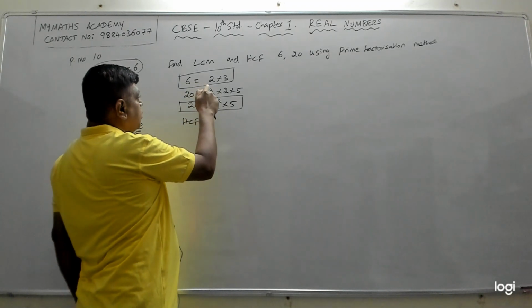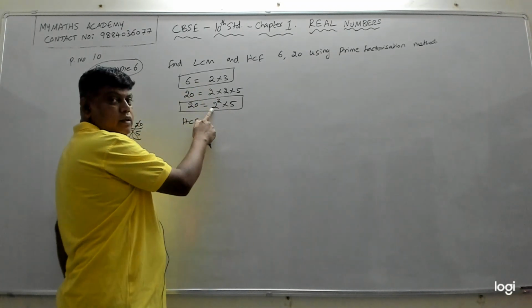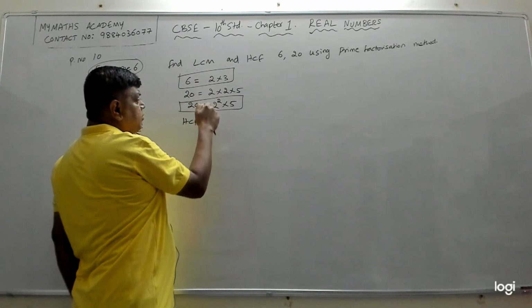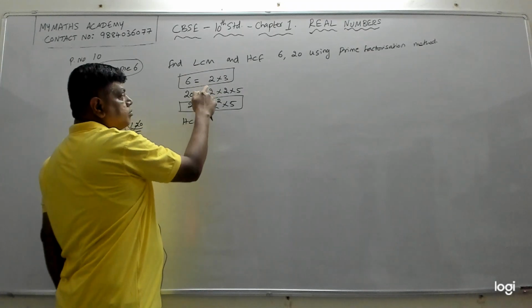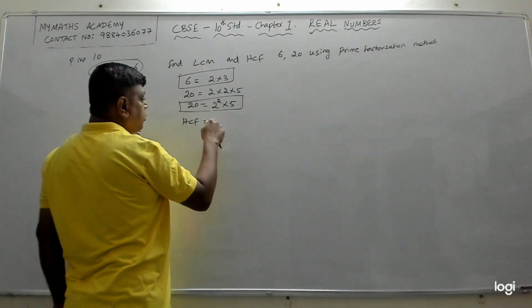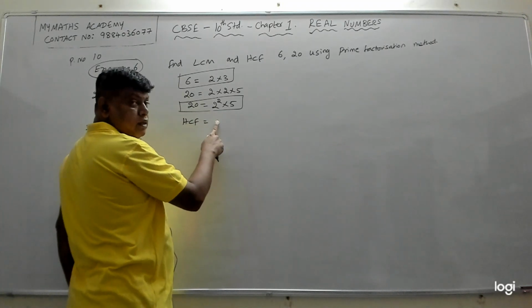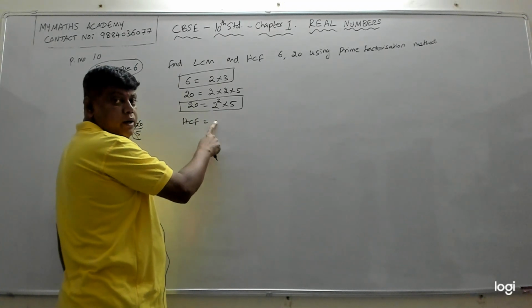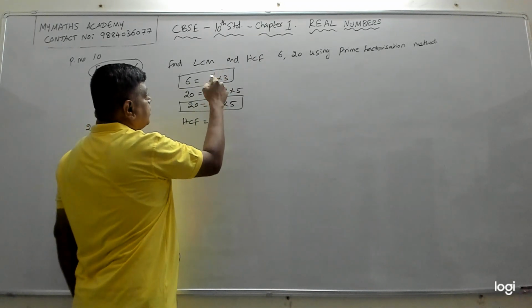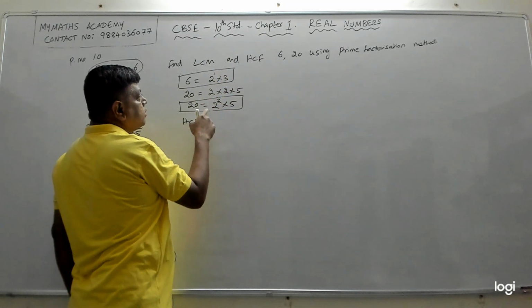So here first we will start with 2. 2 is there, here also 2 is there. Whenever both numbers have a common factor, 2 is the common factor, then you need to write that common factor here, but the one which has the lowest power you will write. Here it is 2 power 1, here it is 2 power 2.